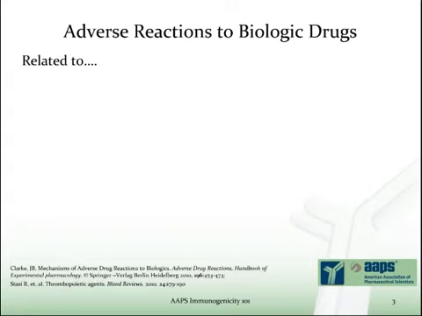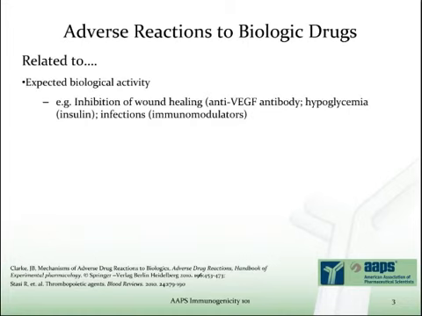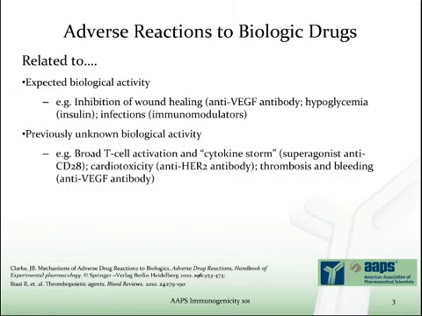Adverse events to biologic drugs can be related to a number of factors. Adverse reactions can be due to a consequence that might be predicted based on the expected biological activity of the drug, where it is related to the anticipated consequences of the interaction between the biotherapeutic and its target. For example, insulin functions by reducing blood glucose levels in diabetics, but could certainly lead to hypoglycemia, which is an adverse event if the dosing is not optimal.